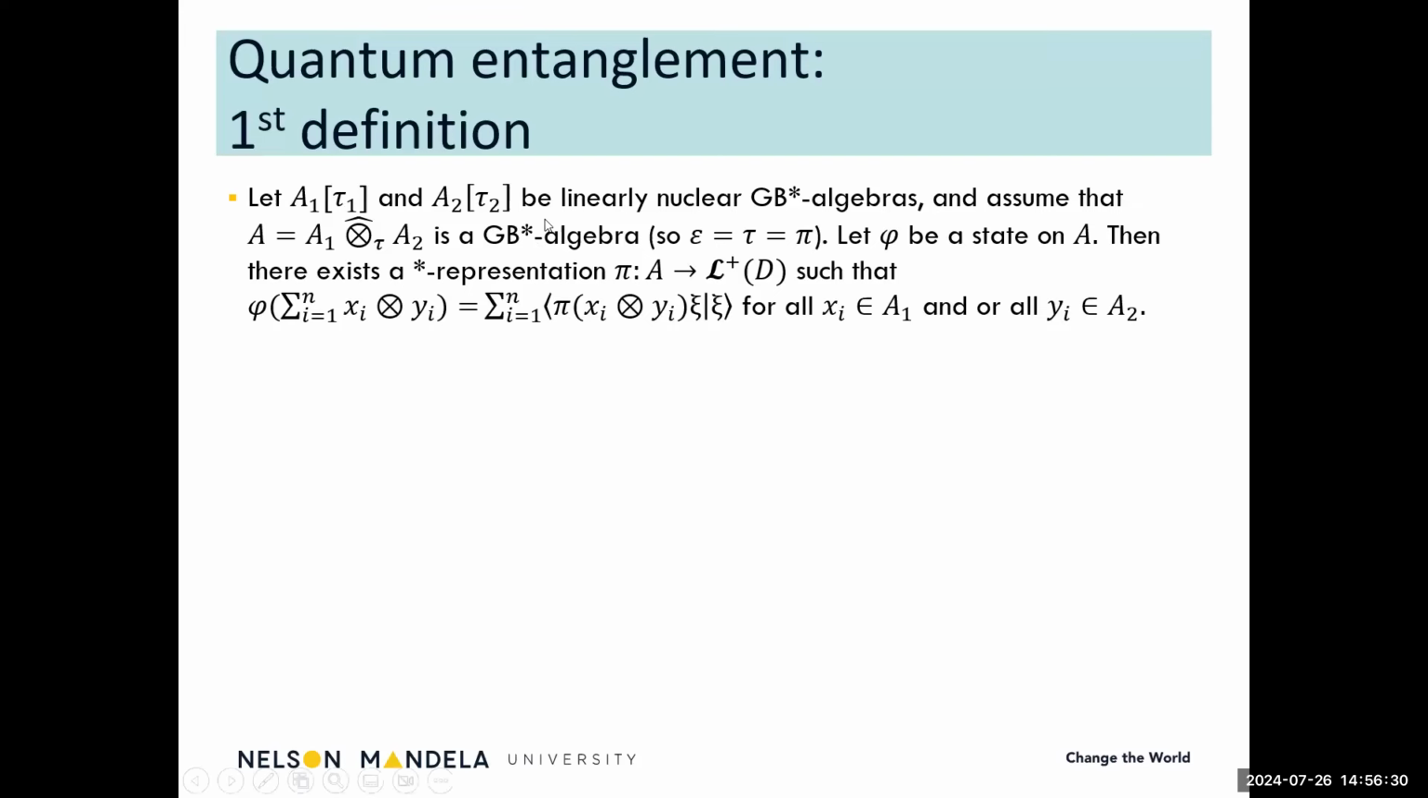So if we take 2 linearly nuclear GB star algebras, and we assume that our joint system, the tensor product GB star algebra, is a GB star algebra under some topology. And now you take a state on this tensor product. Then there is a representation of A into L dagger D. Okay, so that what phi does to a finite sum of these elementary tensors will be precisely that.